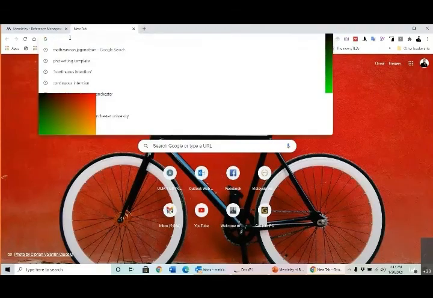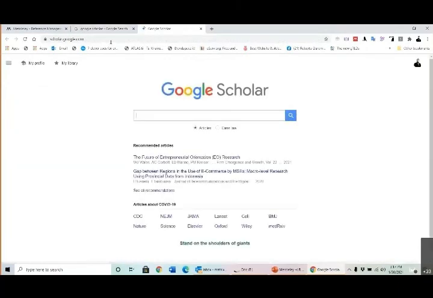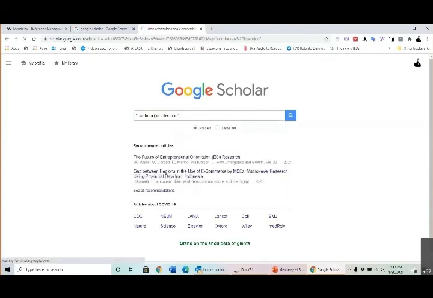Okay, for example, Google Scholar. You go to Google Scholar, right? Let me show you. Do you see my screen? Okay. For example, let's say continuous intention. Look at how I search here. I use the quotation marks. You see, there is a difference between continuous intention and continuous intention to use. Slightly different, maybe the same.